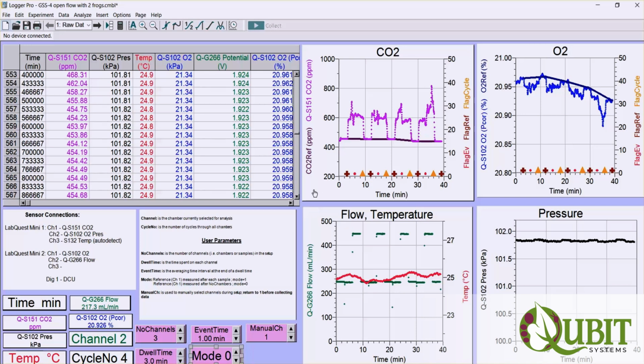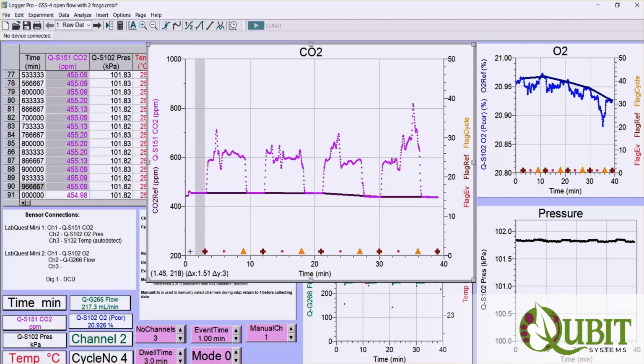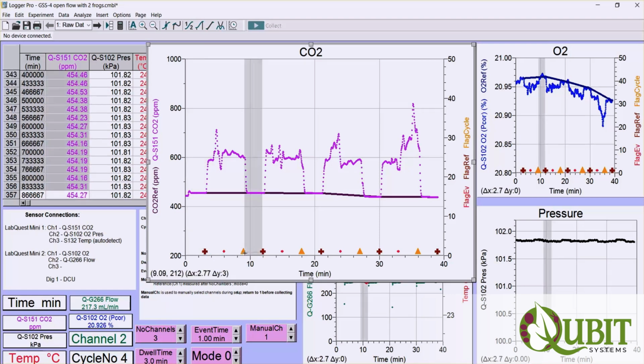The other thing that I'd like to mention here, I'm just going to stretch this graph with CO2. I want to just explain some of the symbols here that you're seeing and the data itself. So first of all, the symbols, these are flags that the software uses to indicate when to switch from different chambers. The red cross represents when the switch occurs from reference to the next channel. So any data that is collected before you see this red cross is coming from the reference. So again, here, this is the data that has been collected from channel 1.